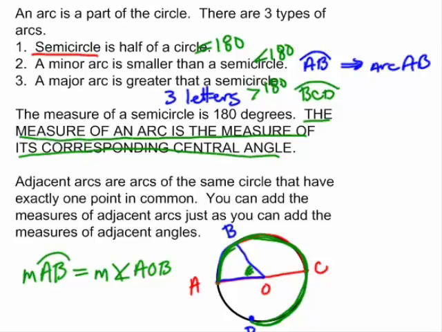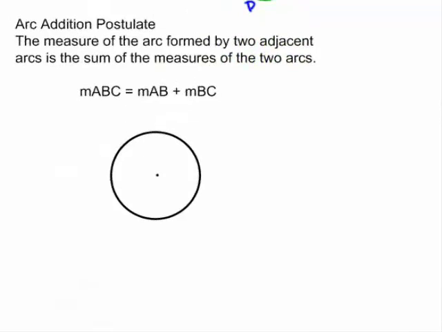Just like we can have adjacent angles, we too can have adjacent arcs, such as arc AB and BC. They are adjacent because they share a common point. You can add the measures of adjacent arcs just like you can add the measures of adjacent angles. Thus, we have the arc addition postulate: the measure of the arc formed by two adjacent arcs is the sum of the measures of the two arcs. So here, arc AB is said to be 50 degrees, and arc BC is said to be, let's say, 120 degrees. I know that's a little off scale, but we can work with it. What does it mean? I'm sorry about my notation.